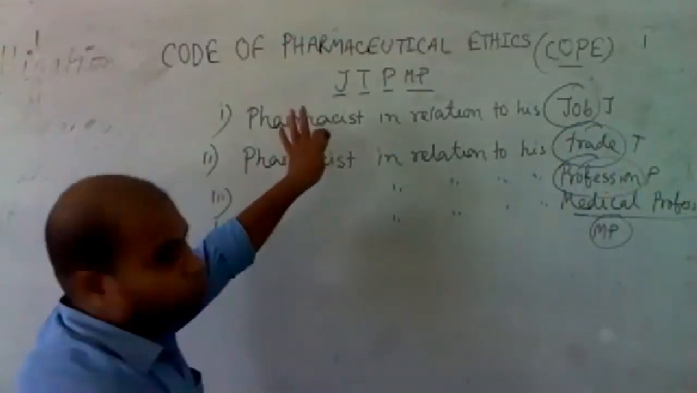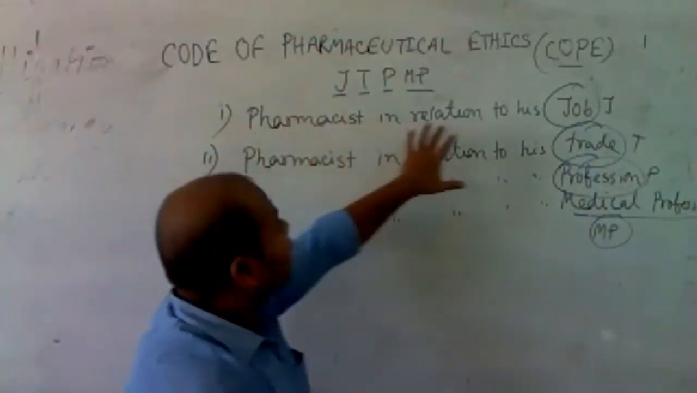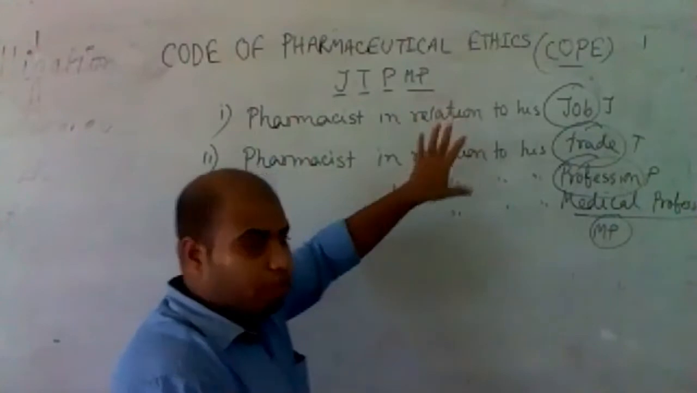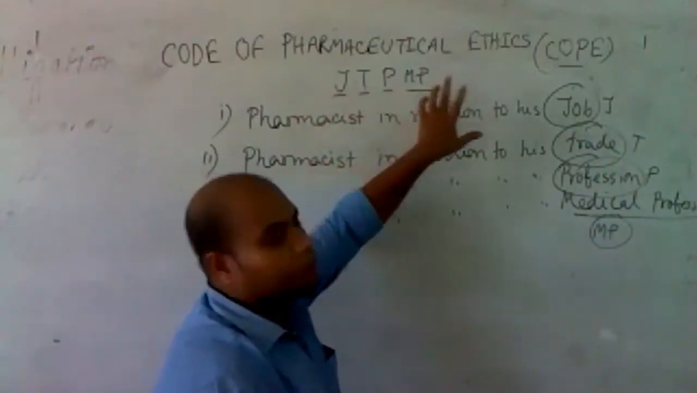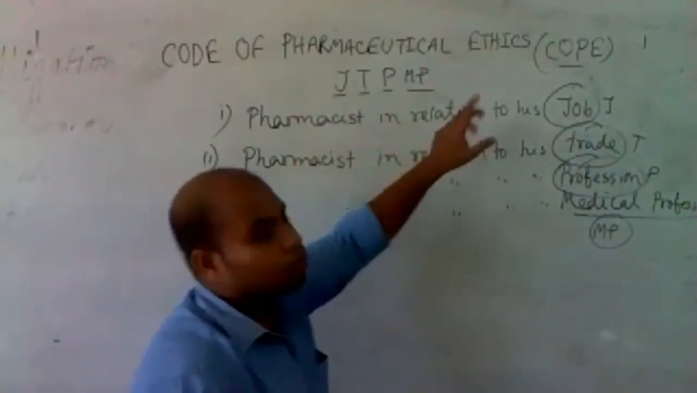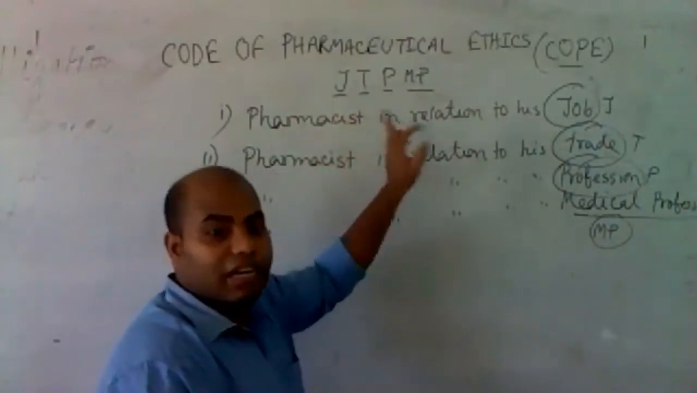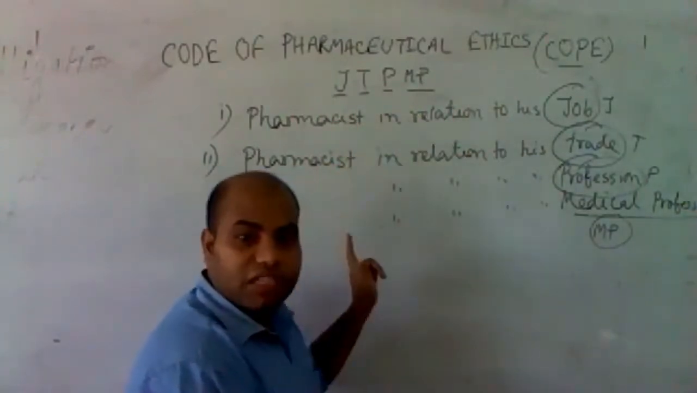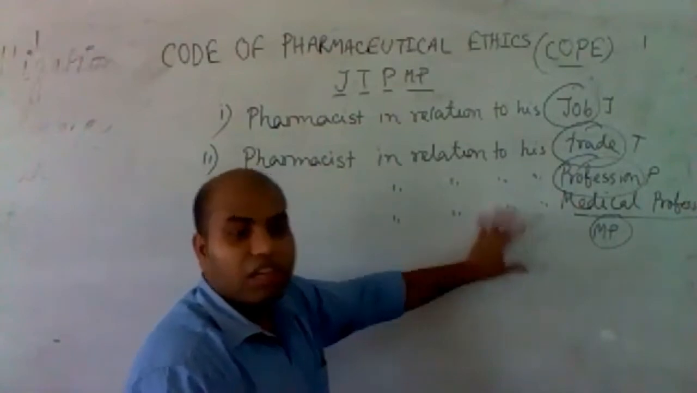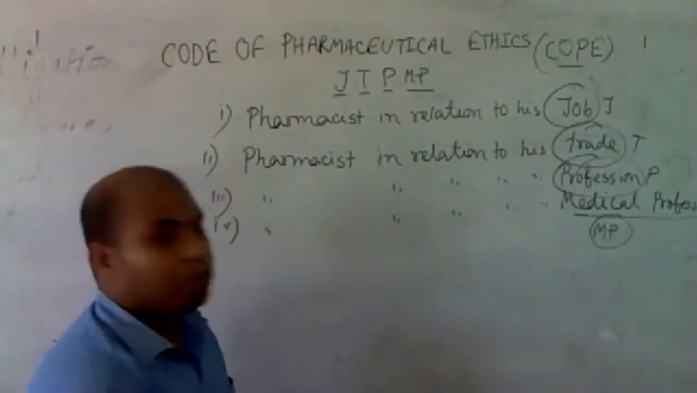And first are the same, pharmacist in relation to his. Okay, so four principles, that is J, T, P, M P. Pharmacist in relation to his job, pharmacist in relation to his trade, pharmacist in relation to the profession, pharmacist in relation to the medical profession.